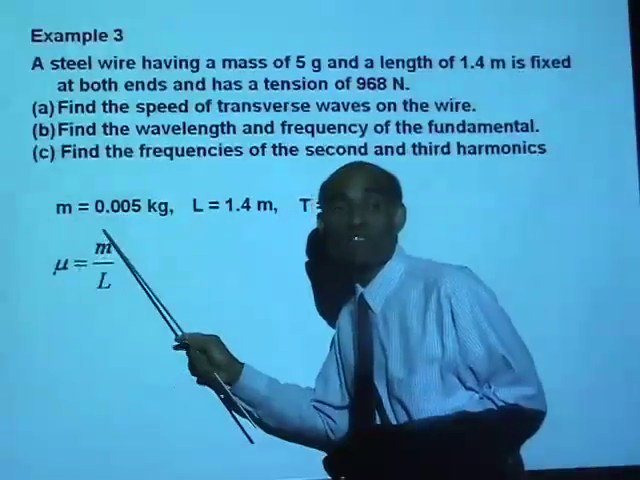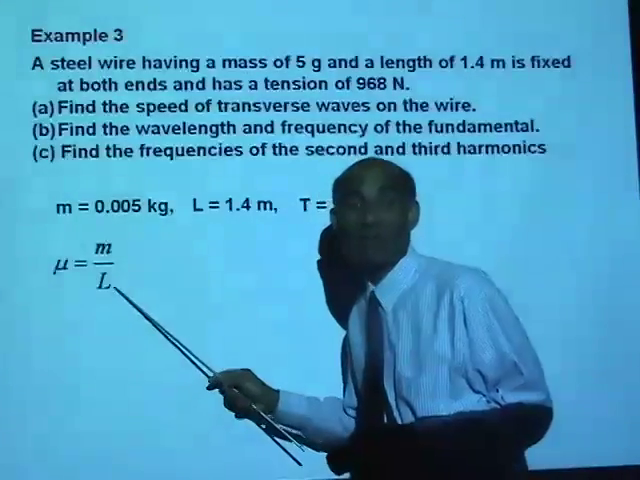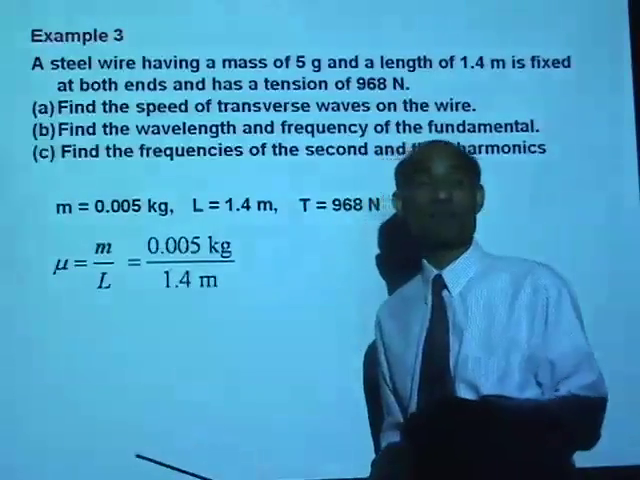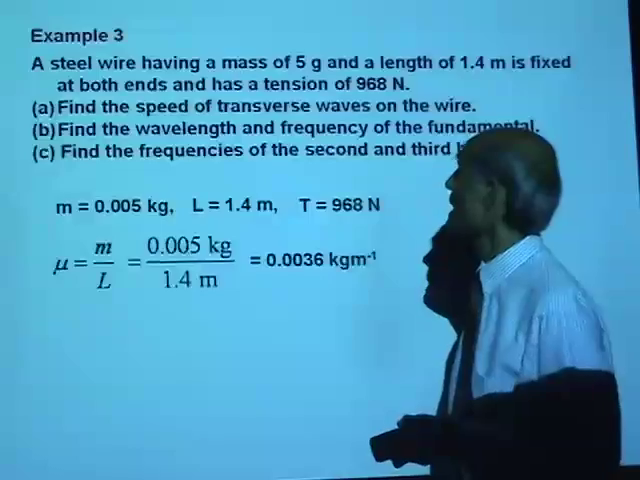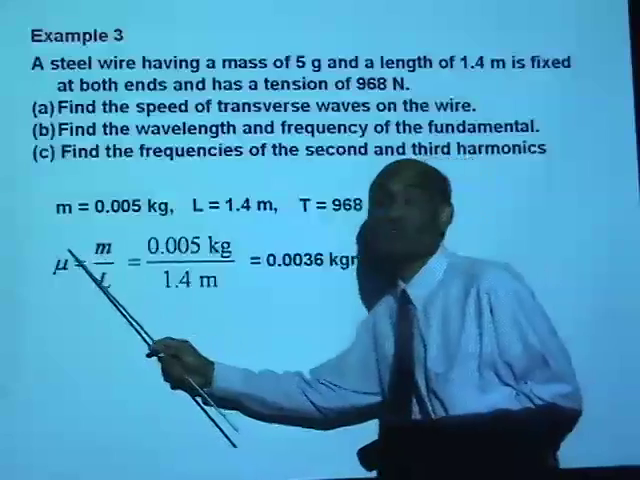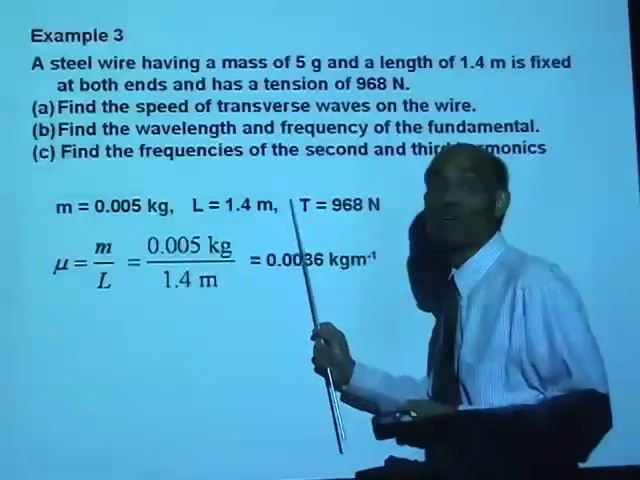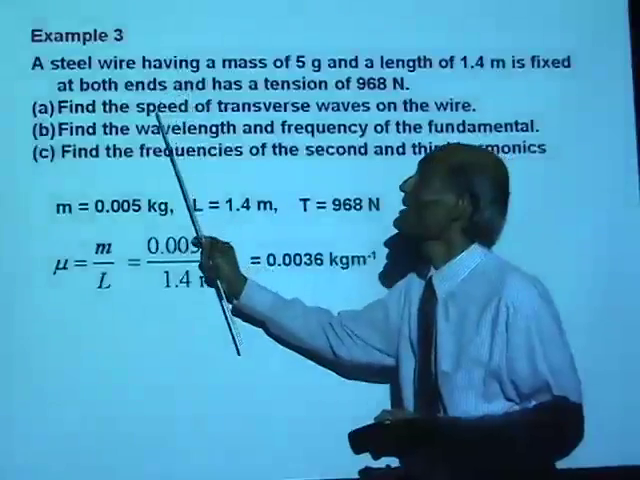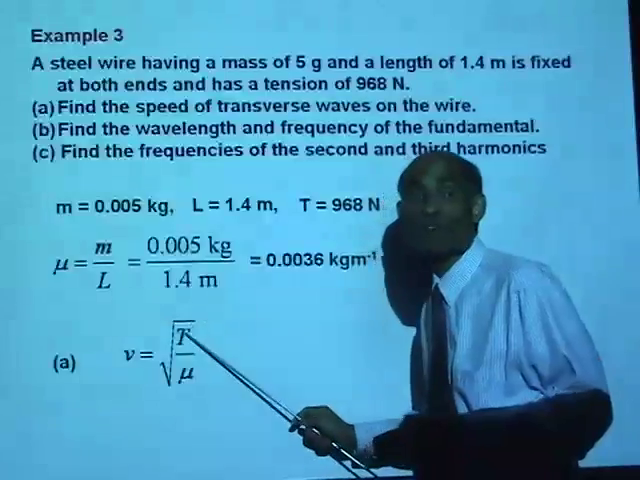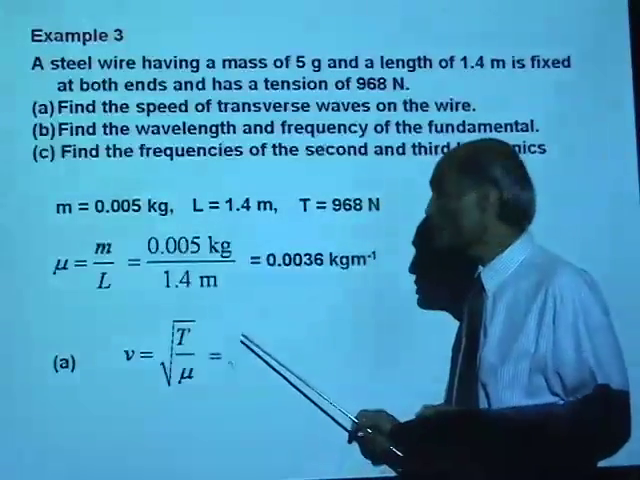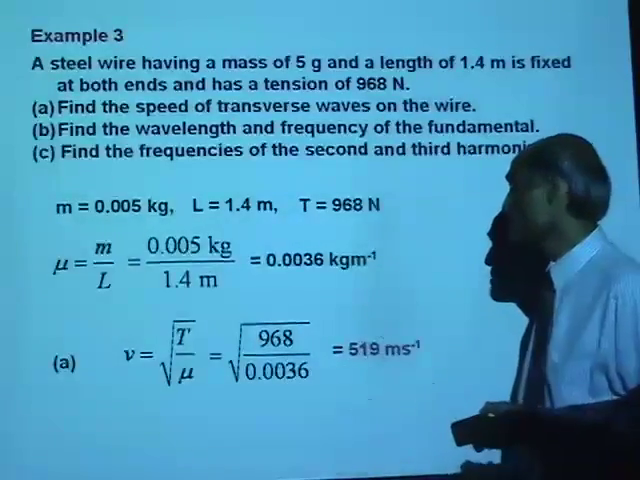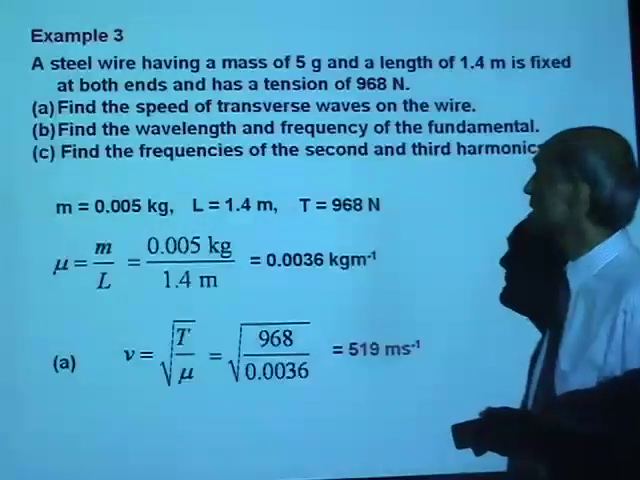Mass per unit length is mass of the string divided by its length. That is 0.005 kilogram divided by 1.4 meter. That is 0.0036 kilogram per meter. You now have the linear density mu, you have the tension T, we can find the speed of the wave on the string. V equals square root of T over mu, and using the values of T and mu, we get V equal to 519 meter per second.